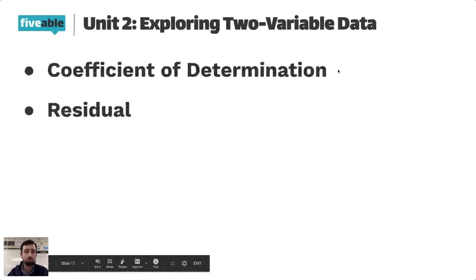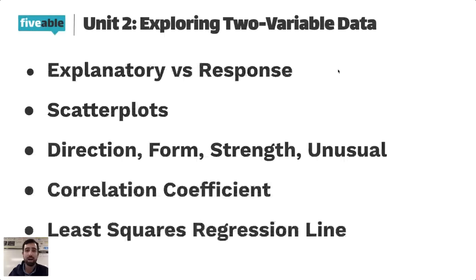So when we explore bivariate data, or two variable data, we want to look for two things. First, explanatory versus the response. So we want to identify which one is going to be our explanatory variable and which one is our response variable. This data must be quantitative, and your explanatory variable is going to be the independent variable. So depending on what you're talking about, the x-axis is always going to be the independent variable. The y is going to be the dependent variable.